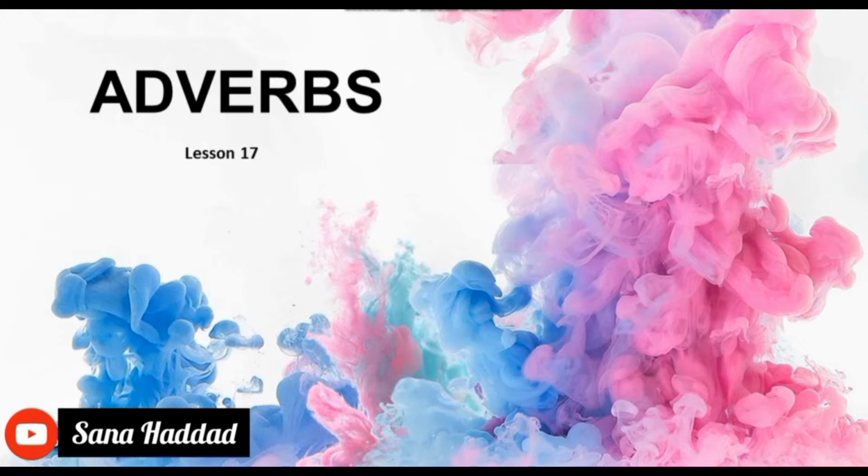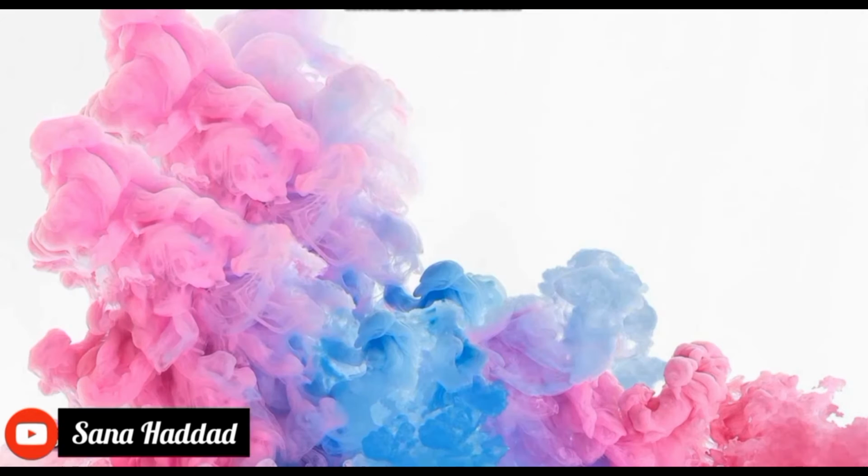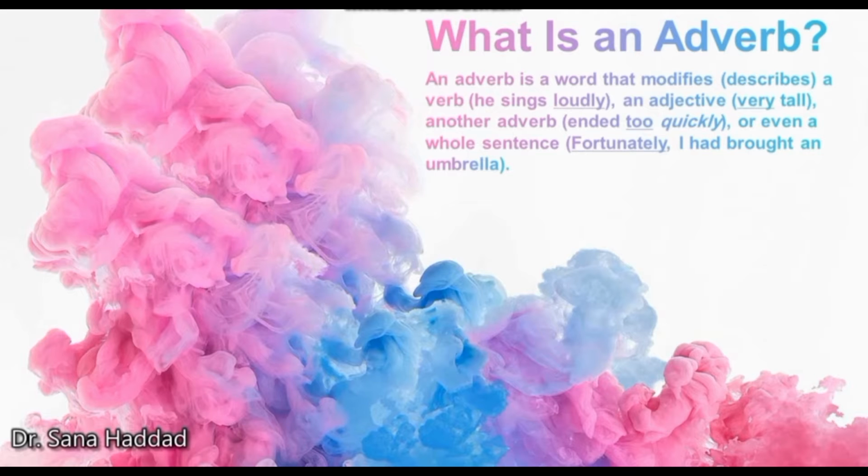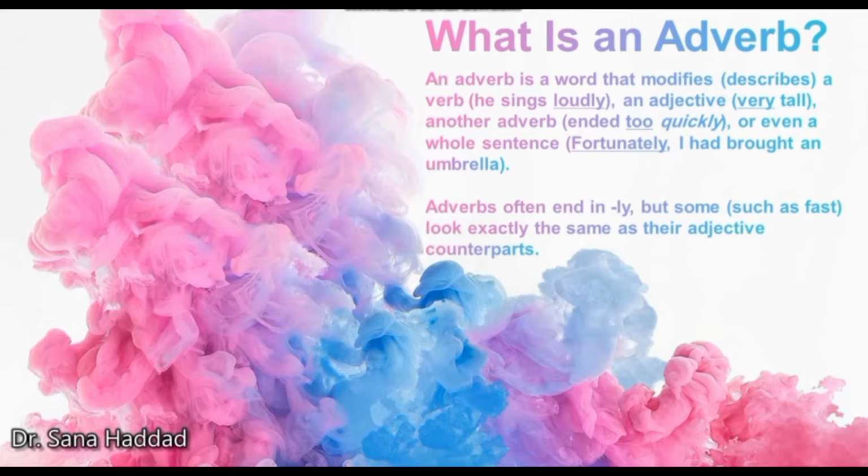Today we're going to talk about adverbs. What is an adverb? An adverb is a word that modifies or describes a verb, for example, he sings loudly, or an adjective, very tall, or another adverb, ended too quickly, or even a whole sentence. Fortunately, I had brought an umbrella. Adverbs often end in -ly, but some, such as fast, look exactly the same as their adjective counterparts.